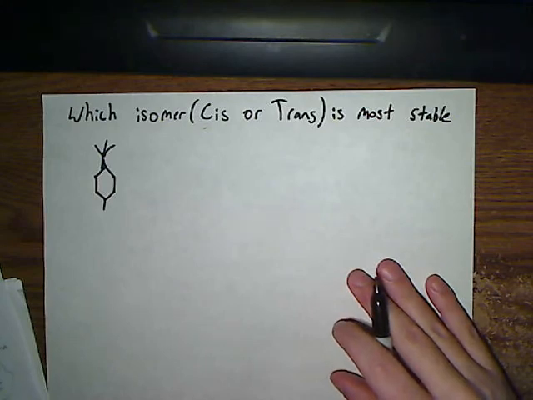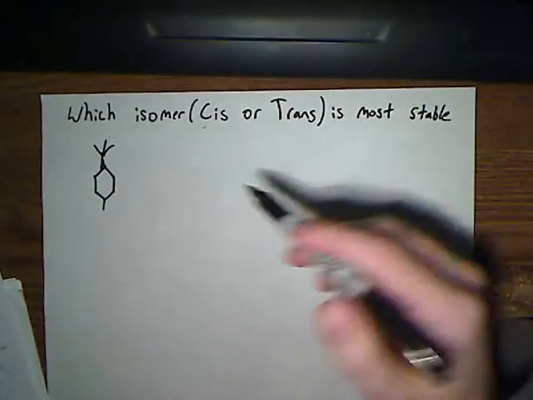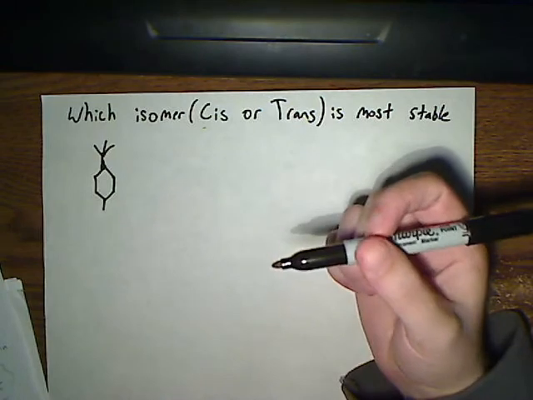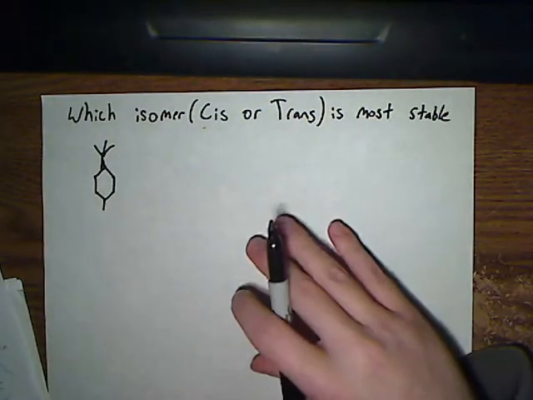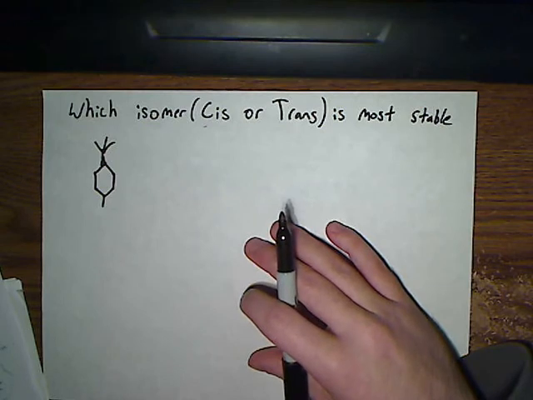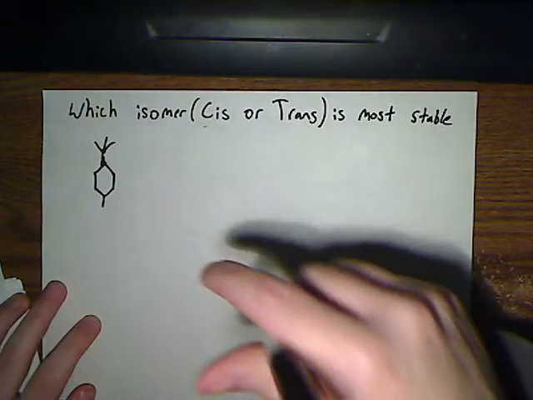In this video, I'm going to be answering which isomer, either the cis or trans, is most stable of this molecule right here, which is 1-tert-butyl 4-methylcyclohexane. So to go about answering this, you just start by drawing the chair conformations for both the cis and trans, and then just look for things that would indicate stability.